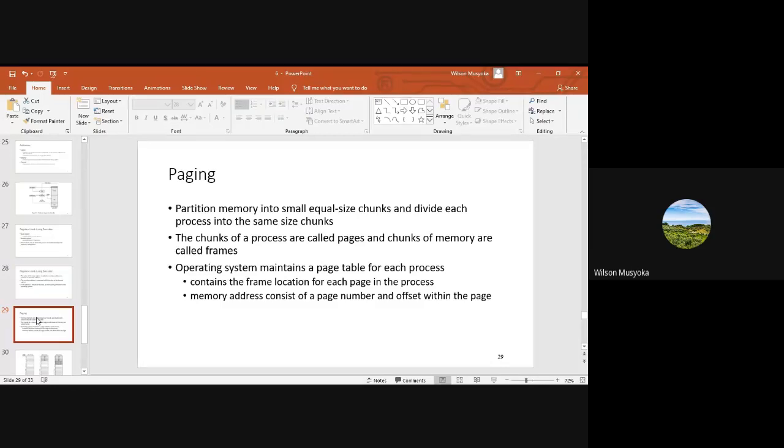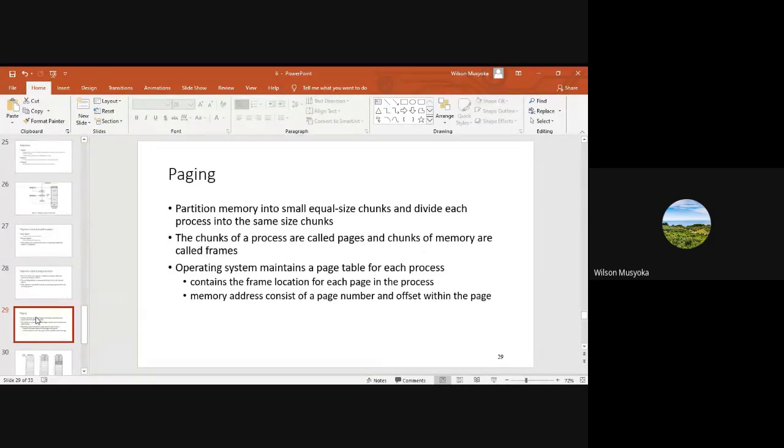Now, in order for that to work, we normally use something called paging. When we are talking about a page, it is a chunk of a process. A process will be divided into threads. That is something we said, or a program during execution is normally divided into processes. And these processes will also have instances which we call threads.